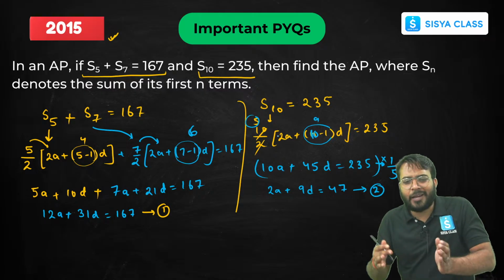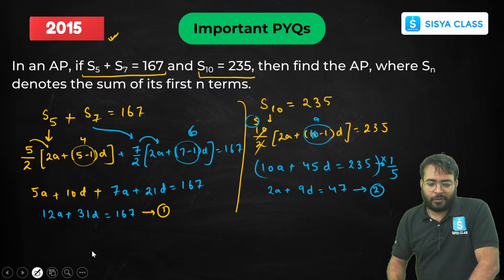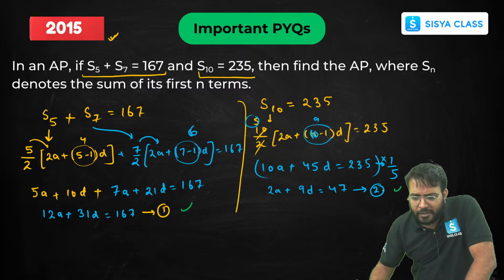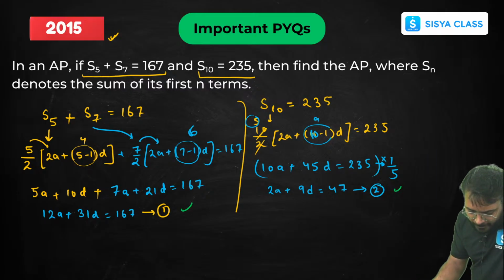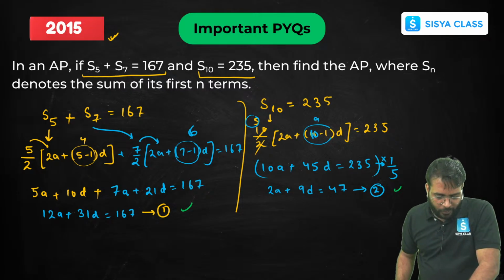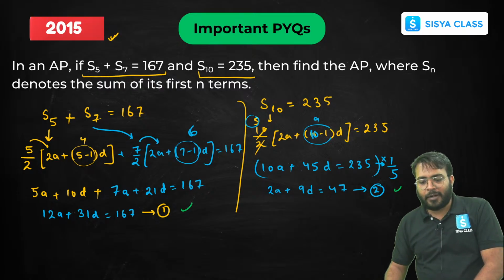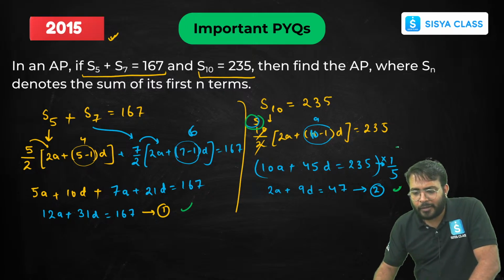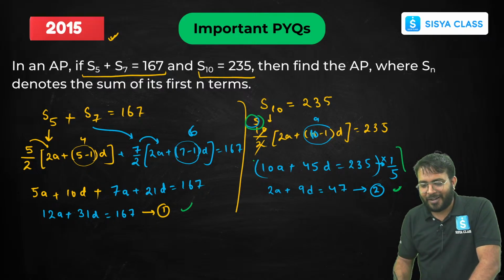Here you did not need to expand this; you should have directly divided by 5. I have just written one extra step. Now can we simplify our first and second equation? You have already learned how to solve two equations. Instead of multiplying, directly divide, and you will get your equation 2. This second step is not necessary.